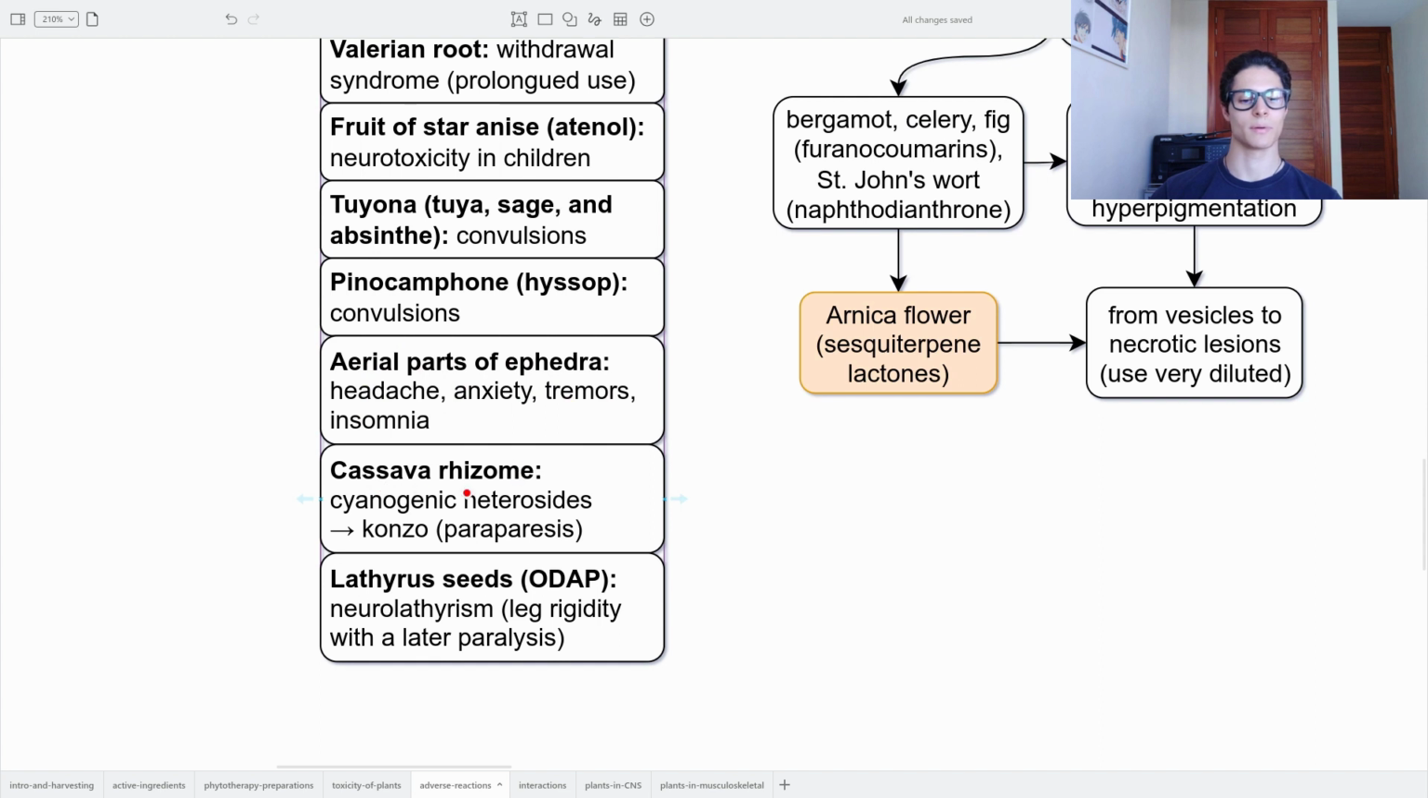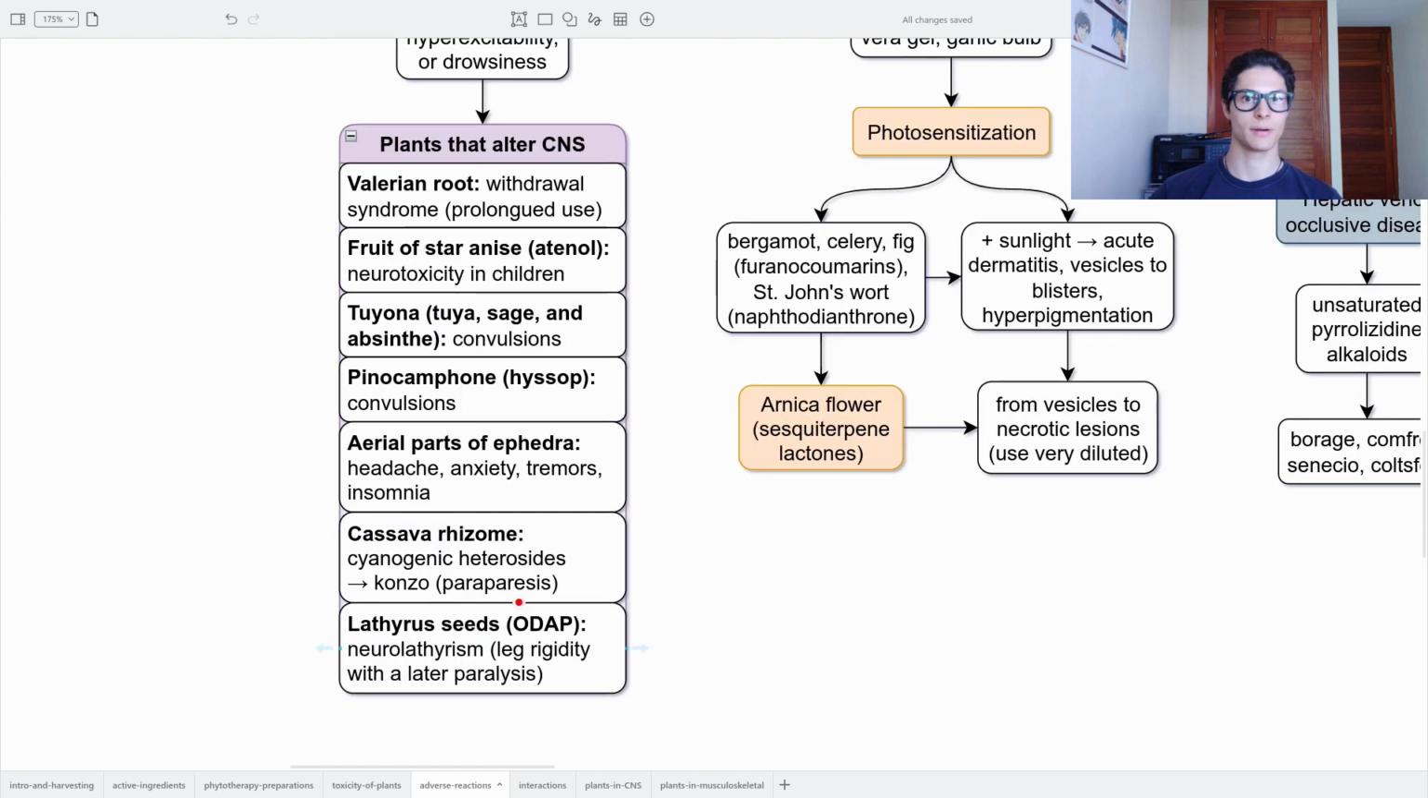the cassava rhizome, which is a cyanogenic heteroside, which can give the konzo, which is indeed a paraparesis. It is a partial paralysis of the legs. And last but not least, we have the lathyrus seeds. And because of the ODAP, we can find the neurolathyrism, which is a leg rigidity with a later paralysis. So as you can see, we can have very serious adverse reactions.